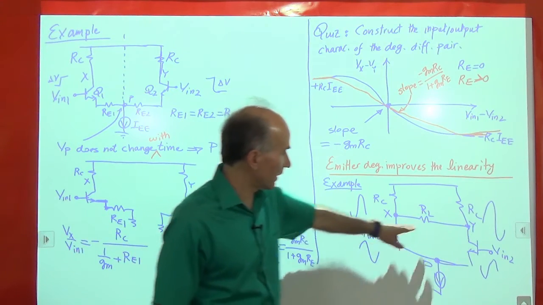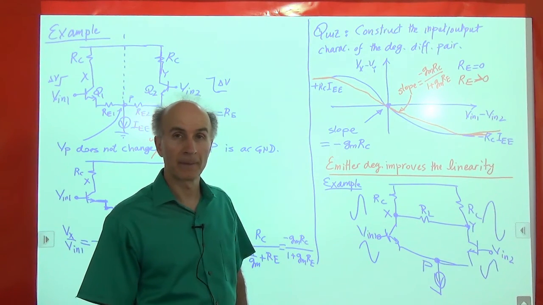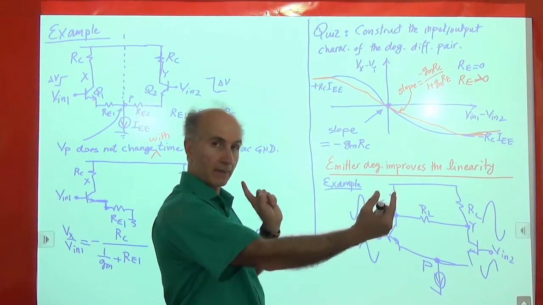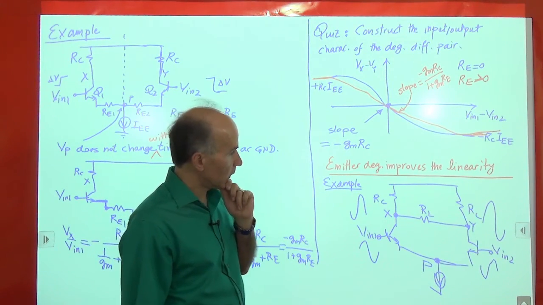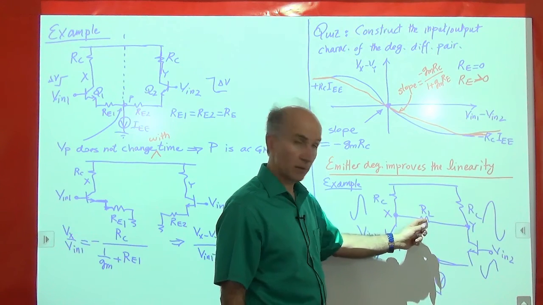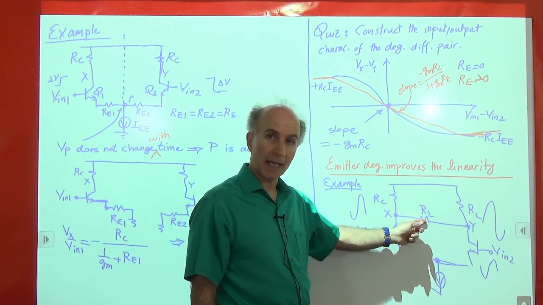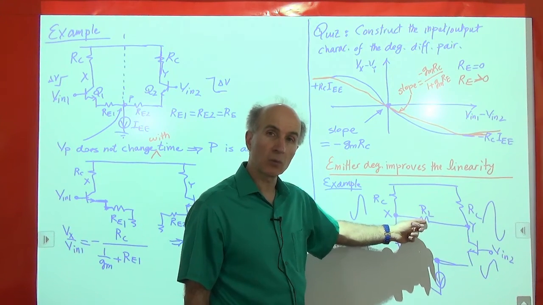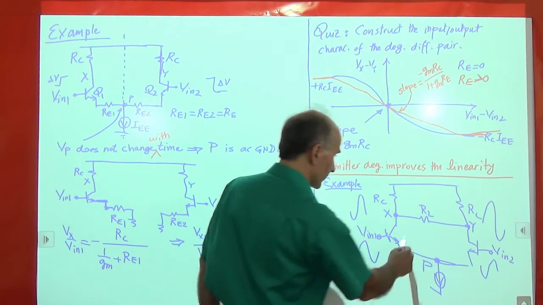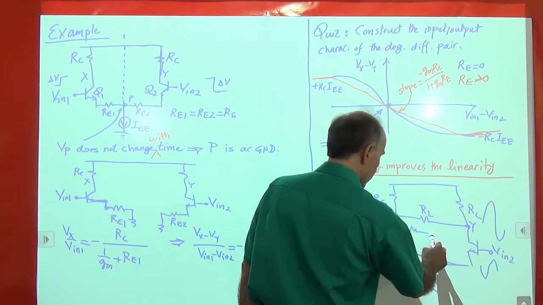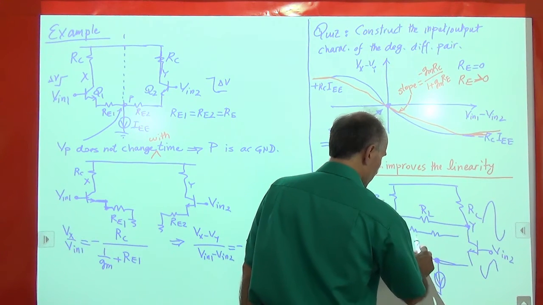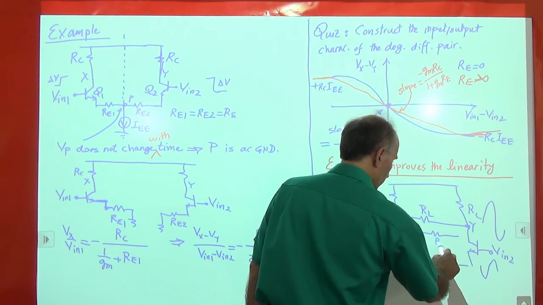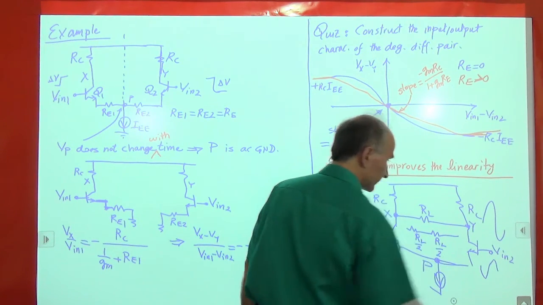Well, I have only one resistor, not two. The previous one had two equal resistors between this side and this side. So why don't we take this resistor and write it as the series combination of two equal resistors? I can do that, right? This would be RL over 2, and this would be RL over 2.